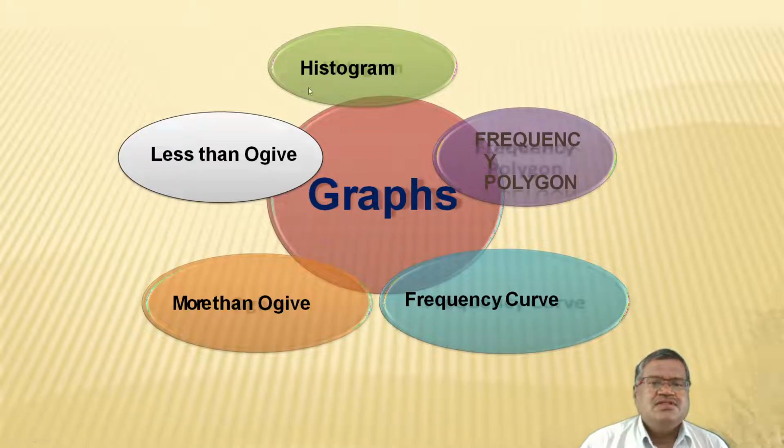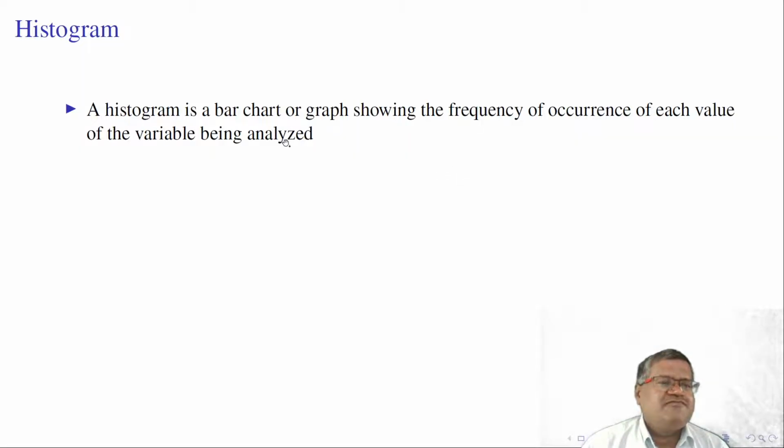These are the types of graphs: histogram, frequency polygon, frequency curve, and less than and more than ogive curves. These two are called ogive curves. Let us look at the histogram first.